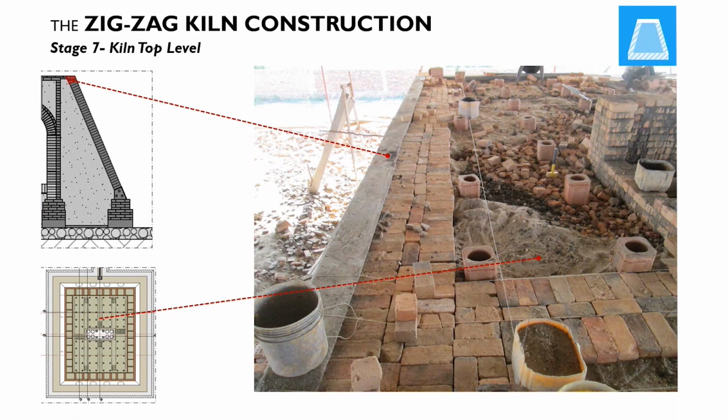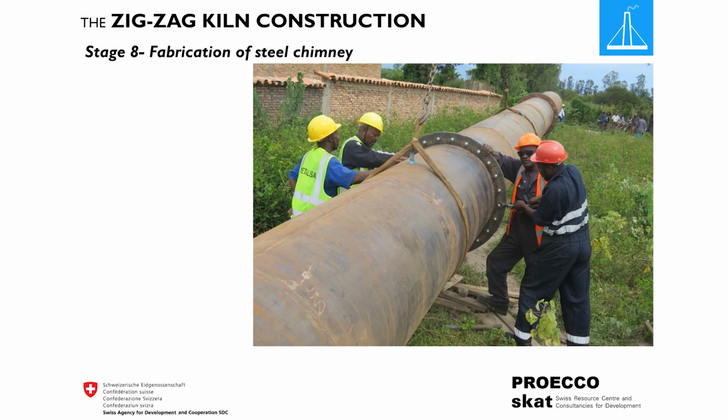Stage 7. The kiln top. The kiln top is built with 2 layers of dry stacked bricks, following design and specification. The external masonry walls are laid to the top and tied together by reinforced tie beam. Stage 8. Fabrication of the steel chimney.